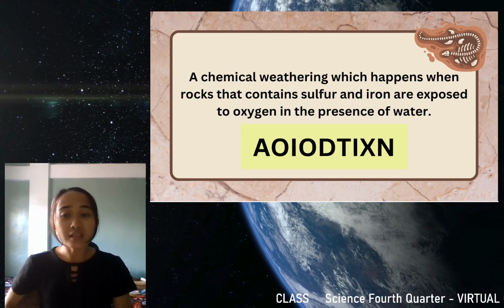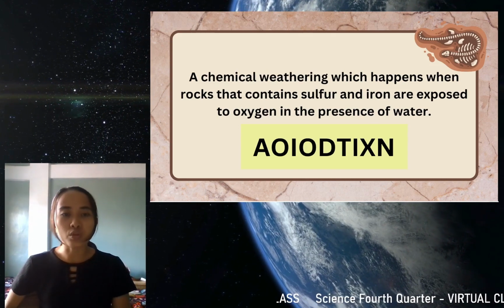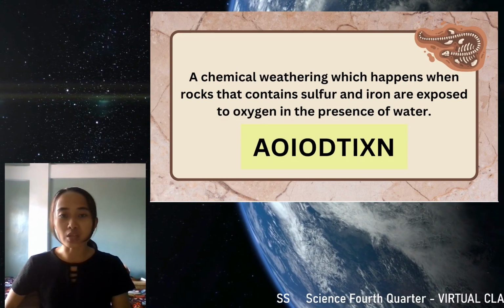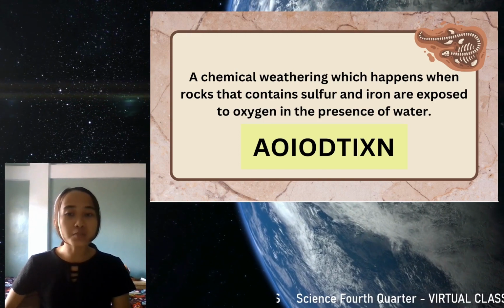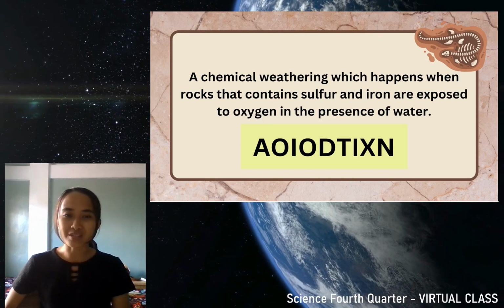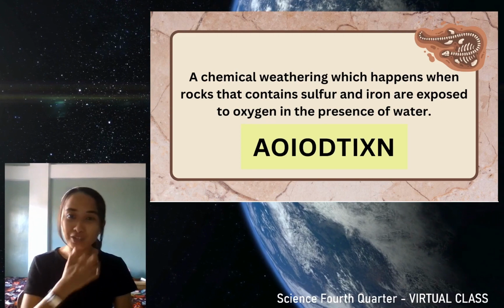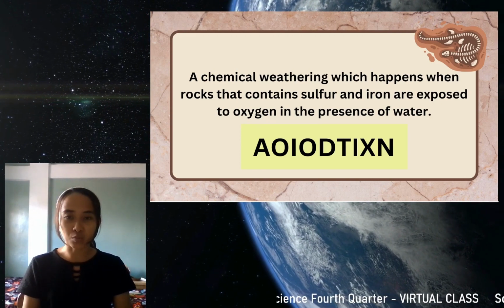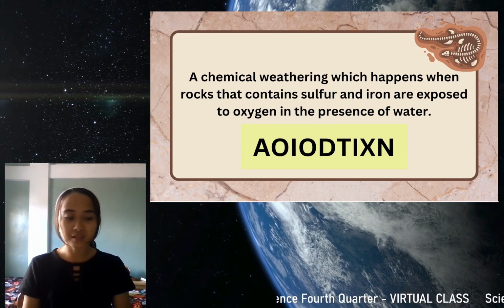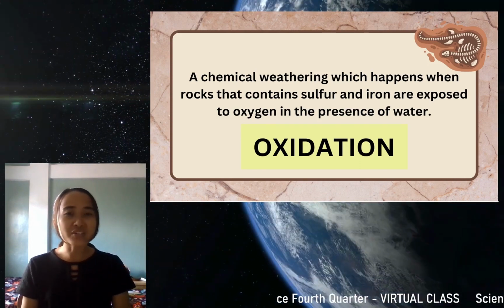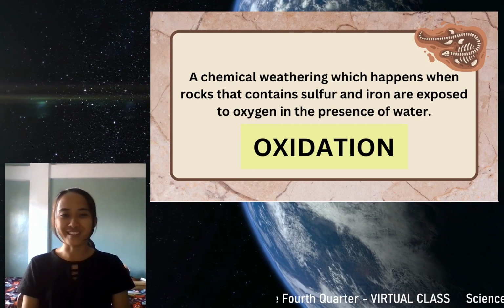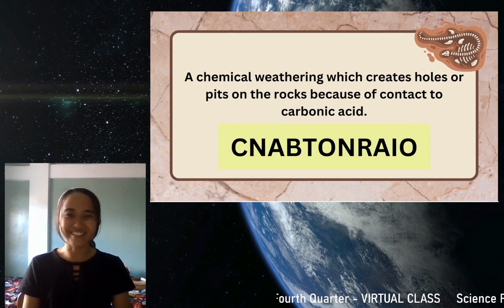Next, it is a chemical weathering which happens when rocks that contain sulfur and iron are exposed to oxygen in the presence of water. Okay, find the keyword. The keyword there is oxygen. What do you call the process? Very good. The answer is oxidation. Way to go, my dear pupils.